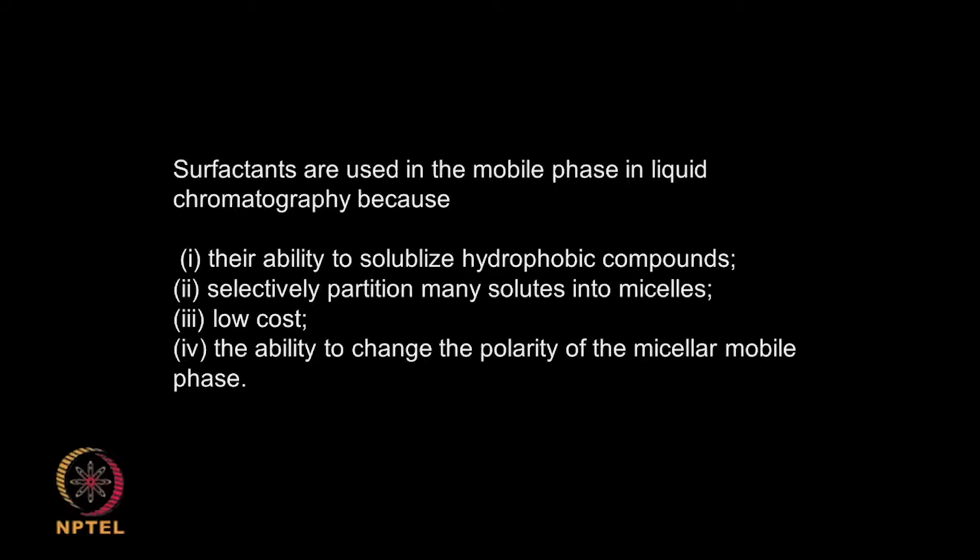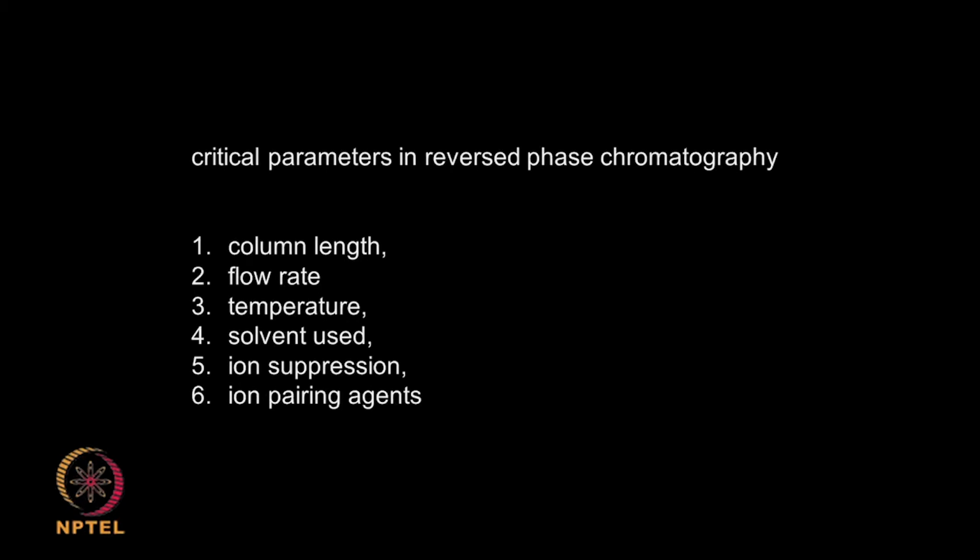Surfactants are used in the mobile phase if you want to recover whatever has been bound, because surfactants have the ability to solubilize hydrophobic compounds. They selectively partition many solutes into micelles, they are cheap, and they can also change the polarity of the mobile phase. So, what are the parameters? Column length, flow rate, temperature, solvent used, and ion suppression.